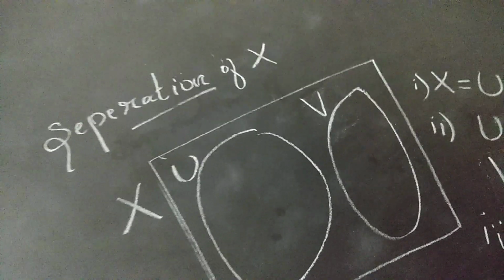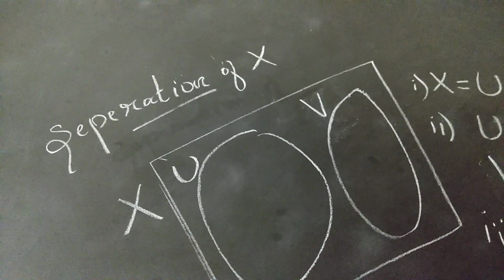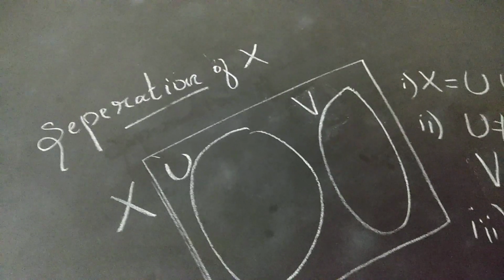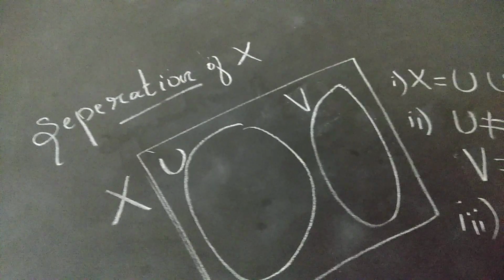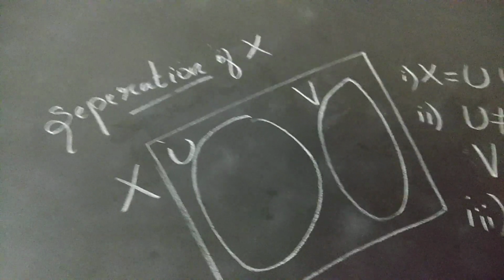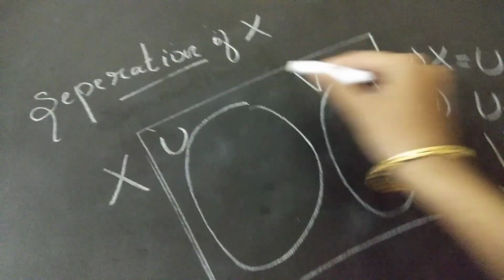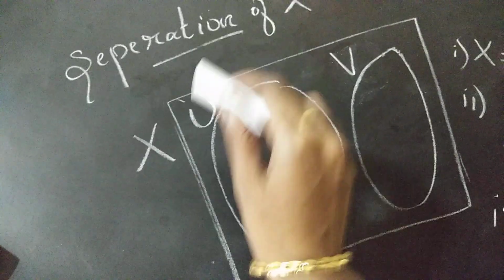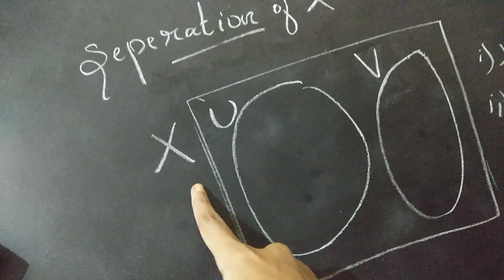Let us see what is called separation of X. Here X means a topological space, okay? So first you have to consider a topological space. Here this is the topological space, X.